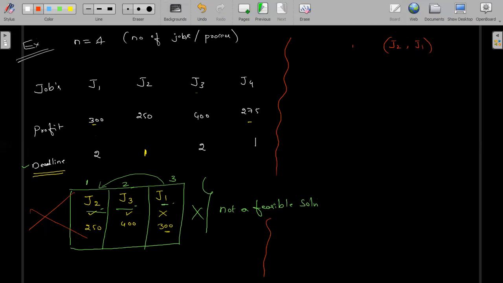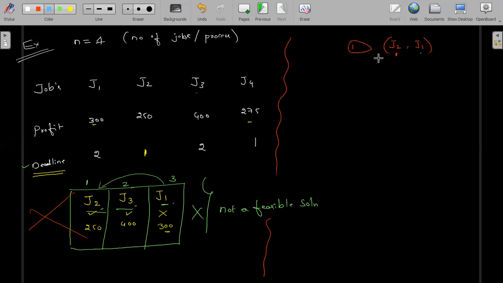This is the first one I will take. Okay, J2 and J1. See here, J2, what is the deadline we are getting? 1. Okay, that is fine. First month only we have to do. I cannot put J2 in J1 here. Please understand.